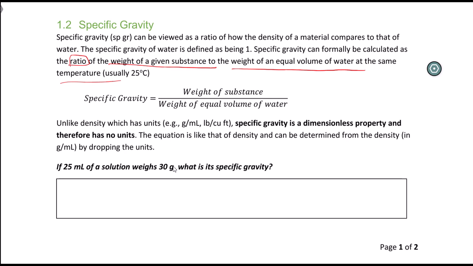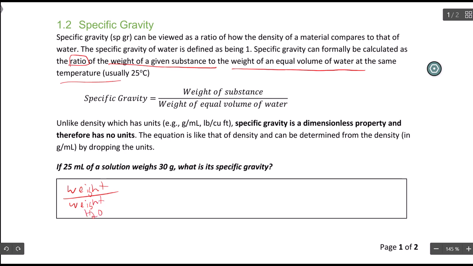In our question, if we've got 25 mLs of a solution and it weighs 30 grams, what is its specific gravity? So we know that we need to take, for specific gravity, the weight of the material, right? And the weight of water, I call it weight of H2O, of an equal volume, right?